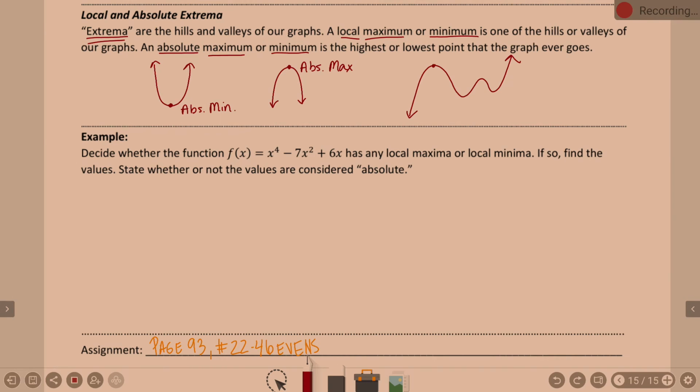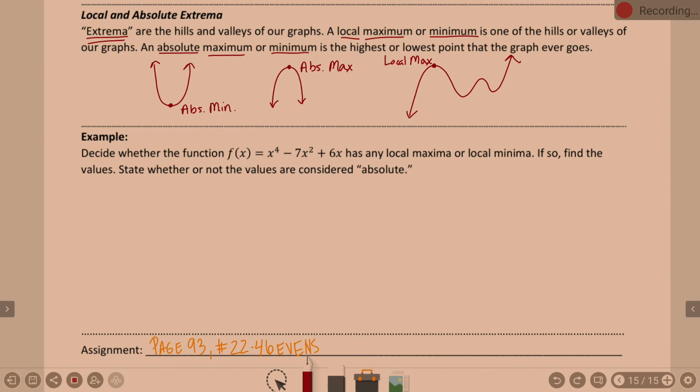What would you call that point right there? Local max. It is a max. Local because is it the highest point my graph will ever go? No, because what's happening over here? My graph is going up to infinity. Is there going to be an absolute max? No, because my graph is going up and down, up and down.